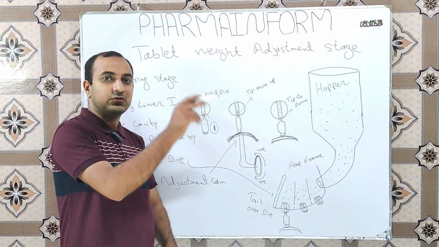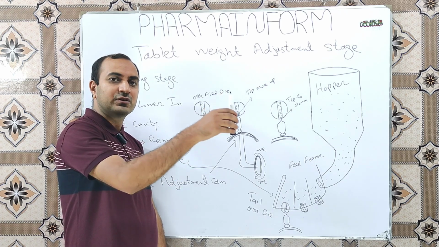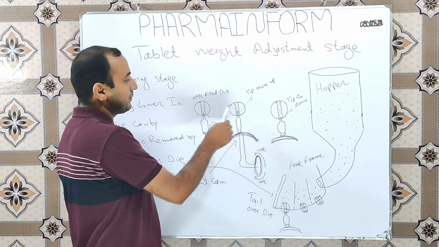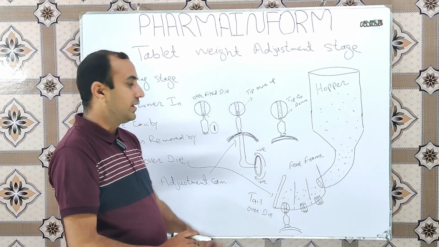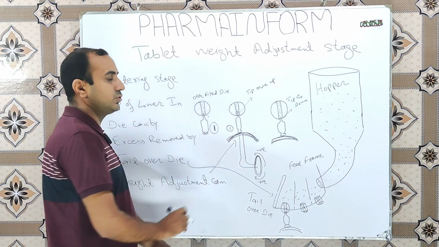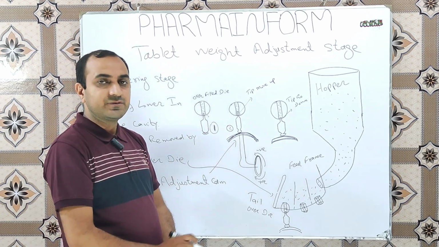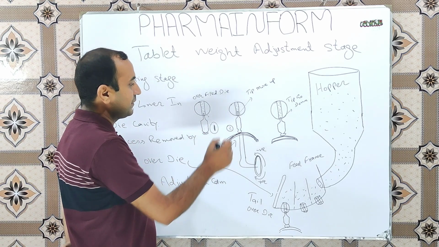Here is a slope, and our punch is at a lower position, but when it rides over the slope, the tip of the punch is pushed upward. Here was stage 1 and here is stage 2. What happens when this punch rides over the weight adjustment cam?